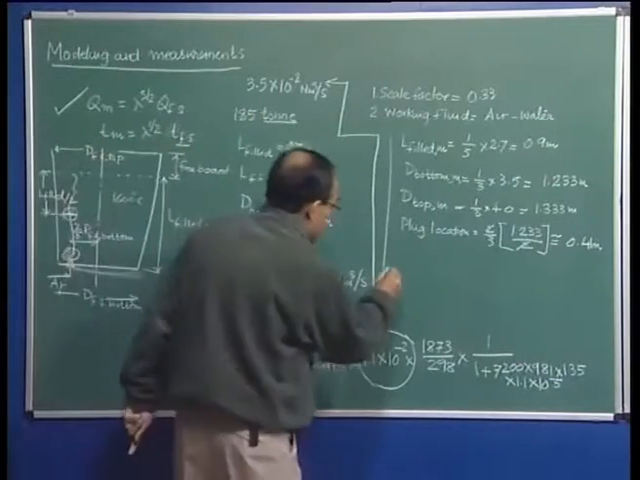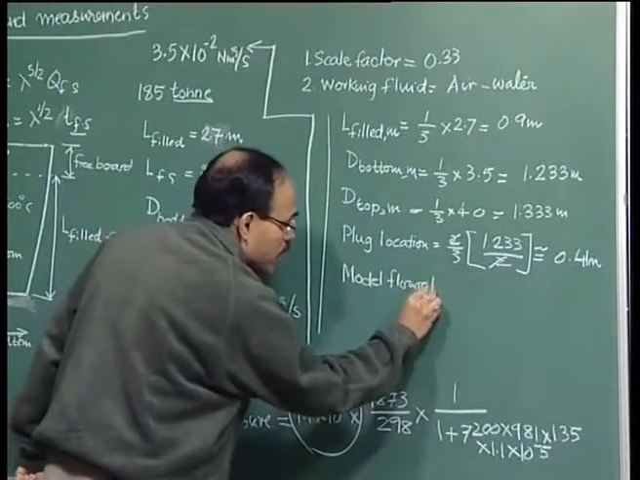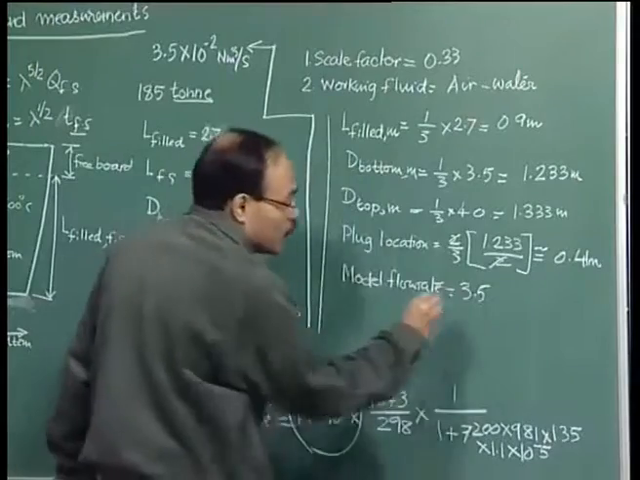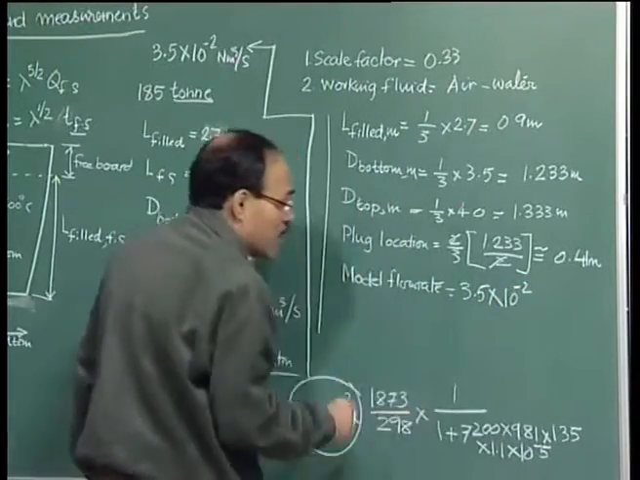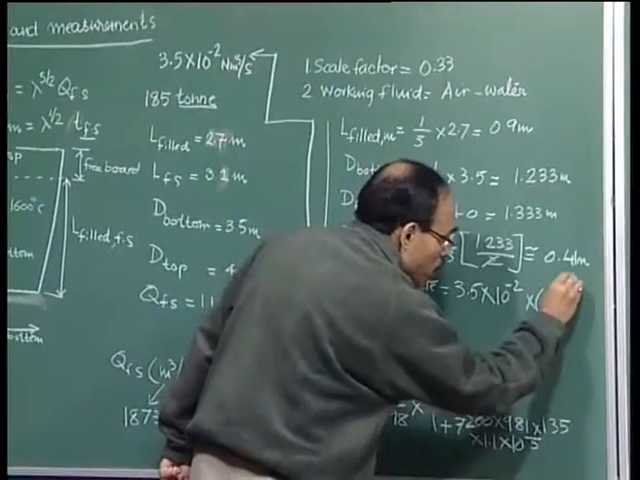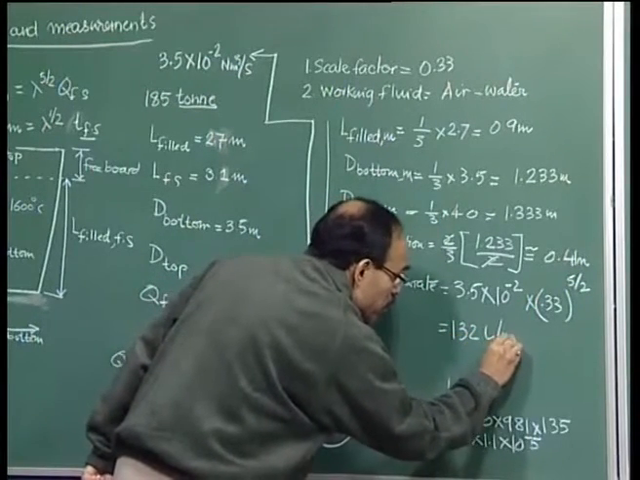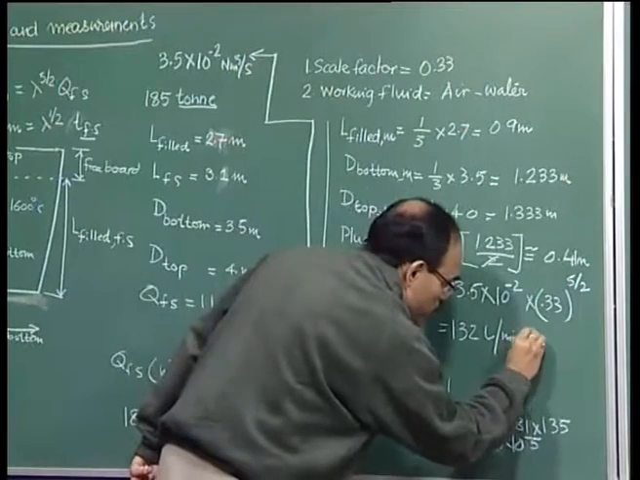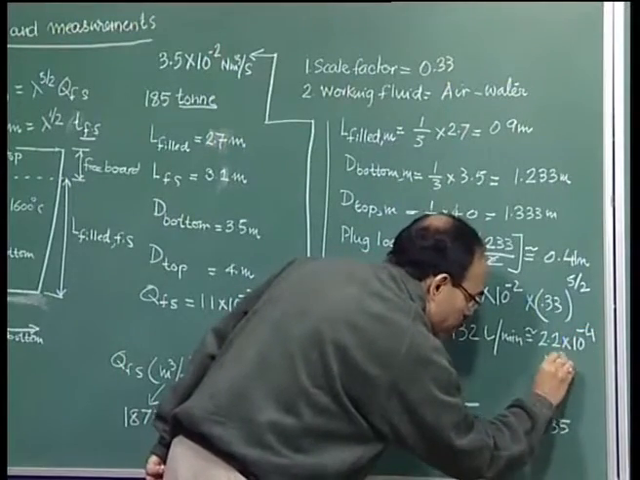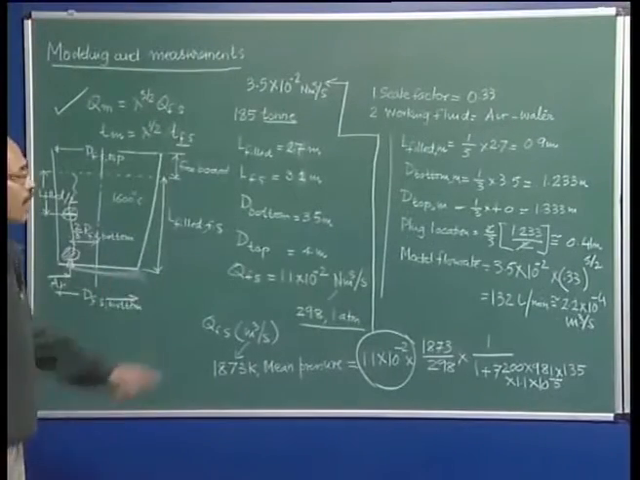So, therefore, now I can say that model flow rate is equal to full scale flow rate into lambda to the power 2, and that full scale flow rate 0.1 into 10 to the power 2, but it is going to be this, and this flow rate is going to come out to be this multiplied by 0.33 into 5 by 2, which corresponds to roughly about 132 liters per minute, or approximately 2.2 into 10 raised to the power minus 4 meter cube per second. So, all the parameters now in the model have been calculated.